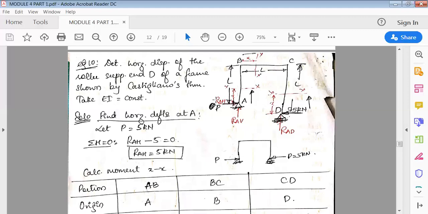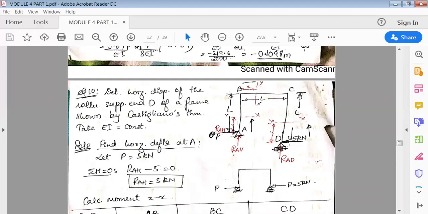Now if I cut this section, because both are equal and opposite, RAH is going anti-clockwise. RAH is equal to 5, which is nothing but P. So it is minus P into perpendicular distance x. Similarly, in the BC portion, I'll cut the section here. The origin is B. Again this 5 kilonewton into its perpendicular distance. So this is RAH, P, into the perpendicular distance to reach B, which is L. Though you're cutting the section here and writing x here, with respect to the load the perpendicular distance is L. So it is minus P into L.